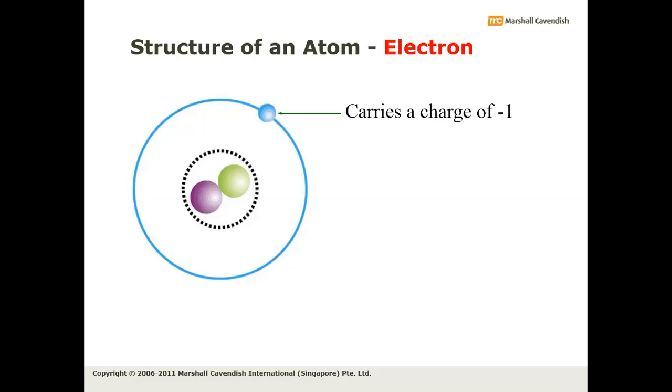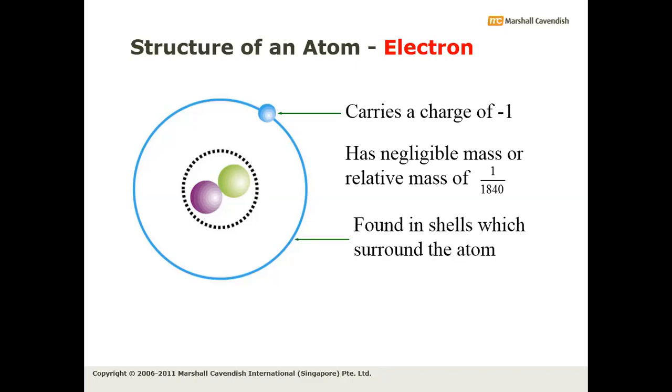Coulomb is a unit of charge, but we take this charge, which is 1.60 into 10 to the power minus 19 coulomb, to be a relative charge of 1, and it is minus, so minus 1 is given as the charge to the electron. So electrons are negatively charged particles, and they have a charge of -1. I have just told you that they have a negligible mass compared to the mass of protons and neutrons, and it is 1 over 1840 of the mass of a proton.